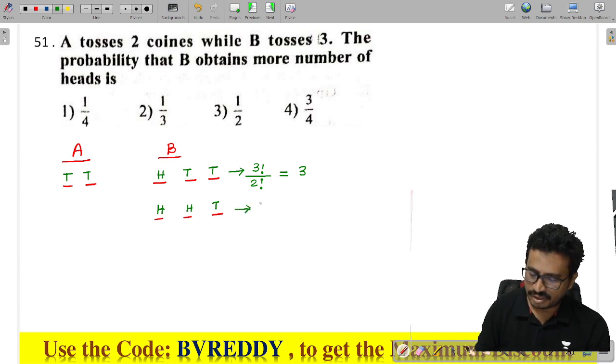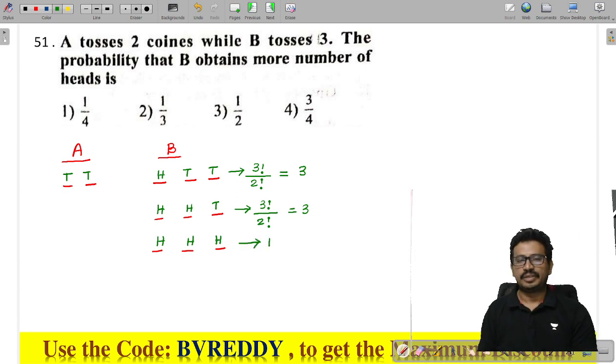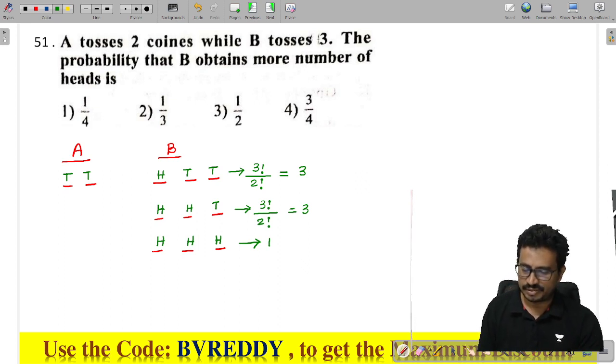So how many ways can we arrange this? 3 factorial by 2 factorial. So how much is it? 3. Next, if B gets all heads, in this case also the above statement will be satisfied. How many ways can we do this? 1 way. So totally, with A getting 2 tails and B getting more heads, we have 7 combinations.